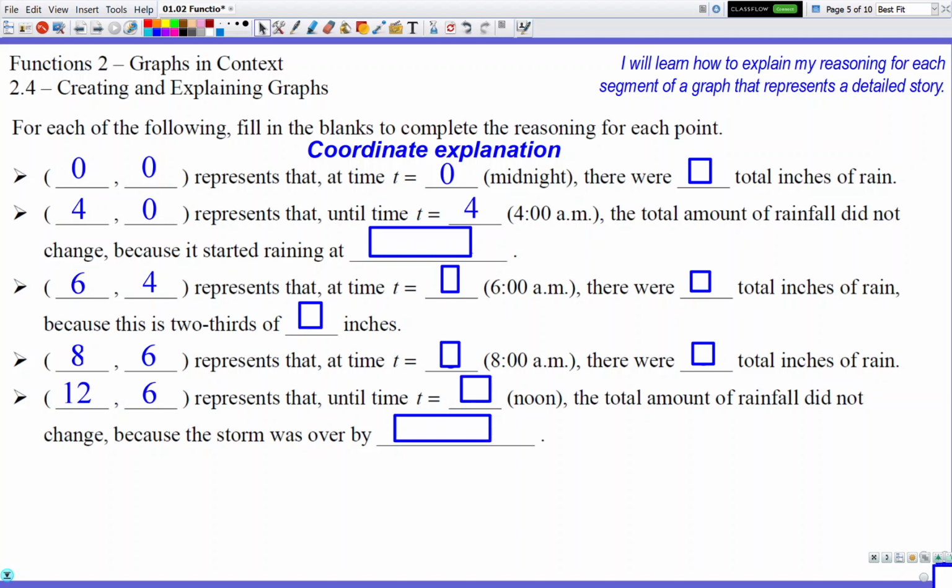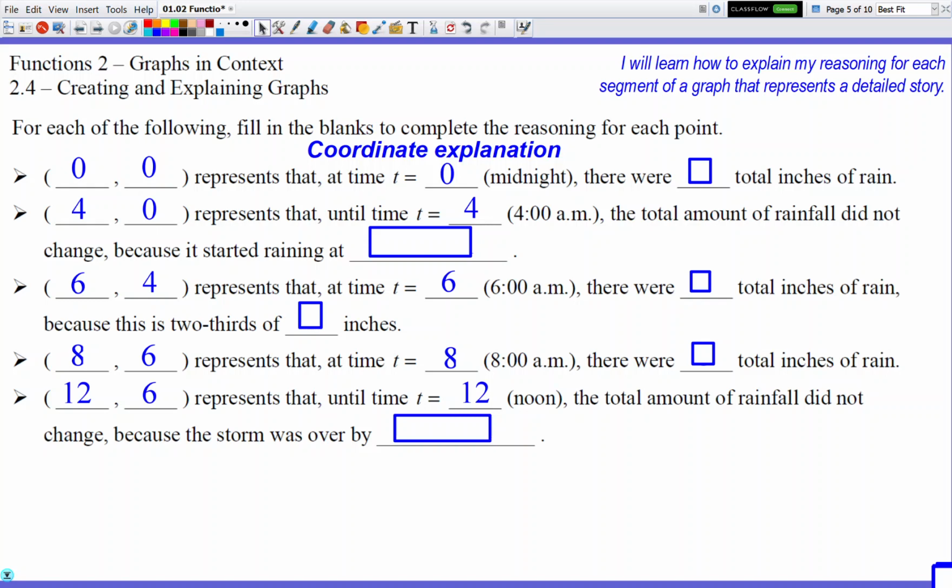Okay, all right. So let's see. The next x value is 6. So t equals 6. That is going to correspond to 6 a.m. Like I said, we started off easy. All the x values are going to pretty much relate to the time of the day exactly. So 8 is going to be 8 a.m. and 12 is going to be noon. So there's no confusion there when you have a problem that starts off at midnight.